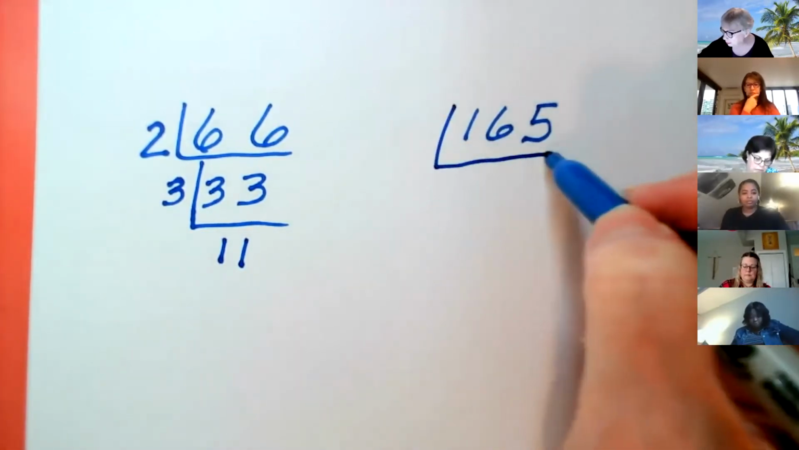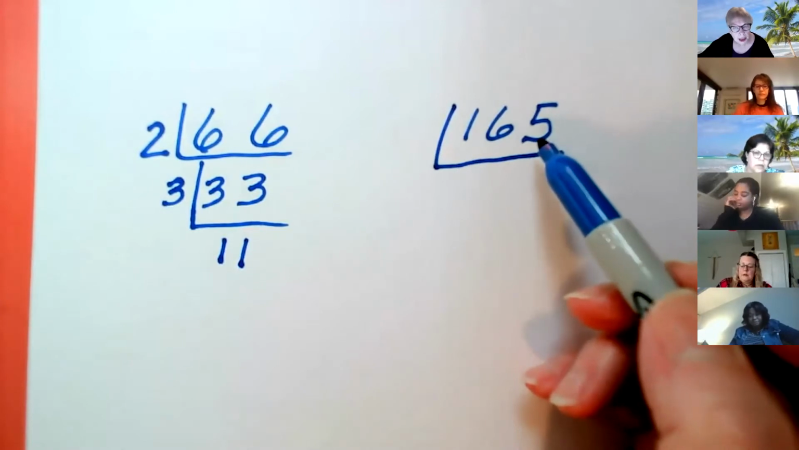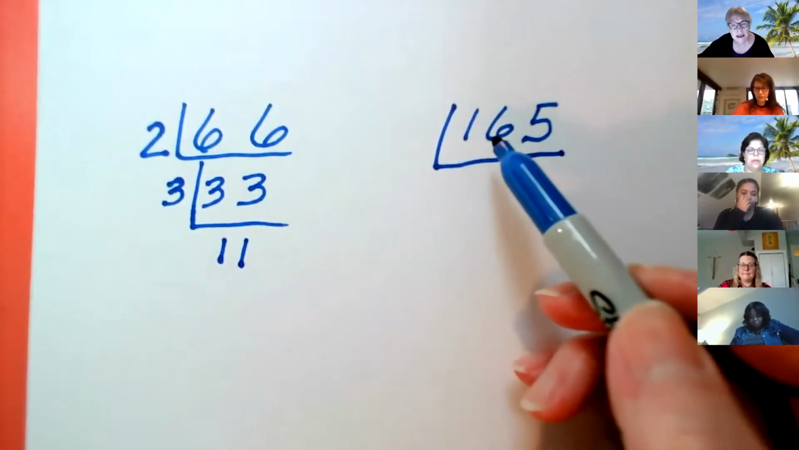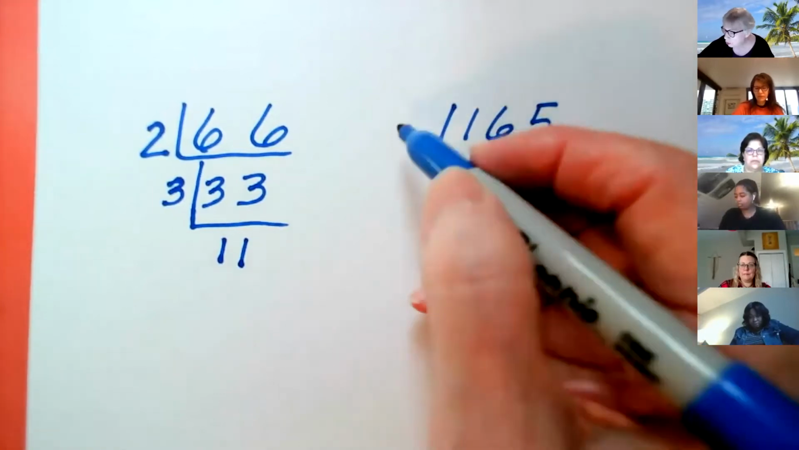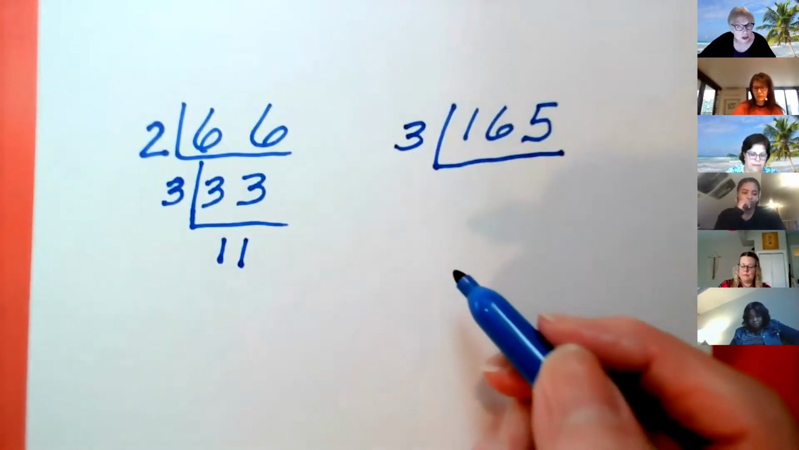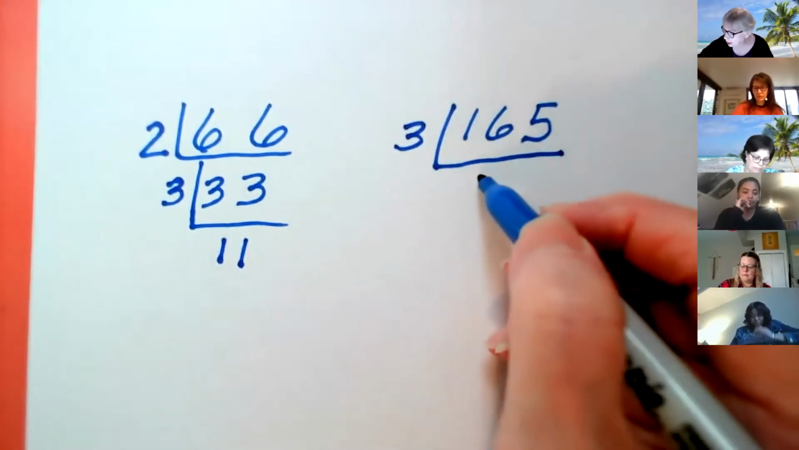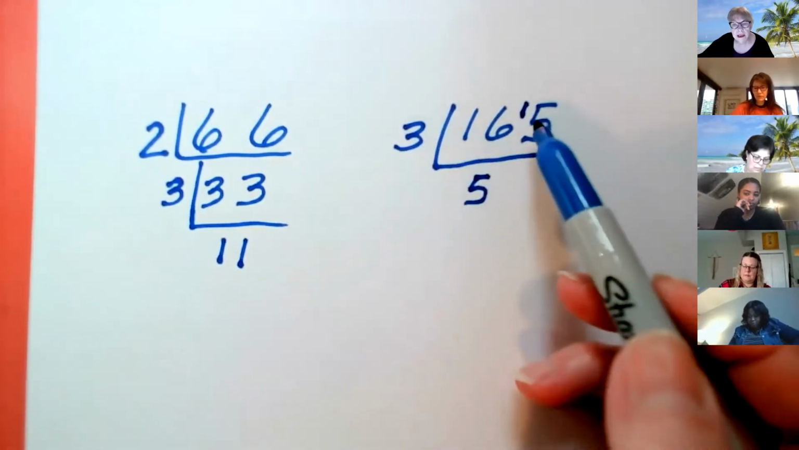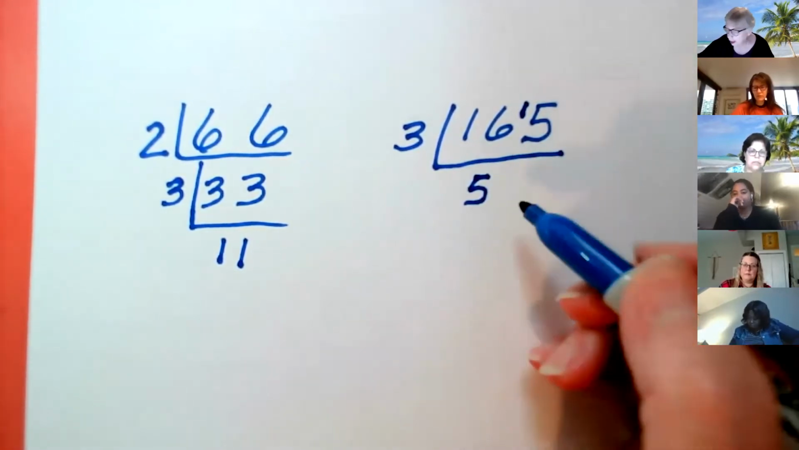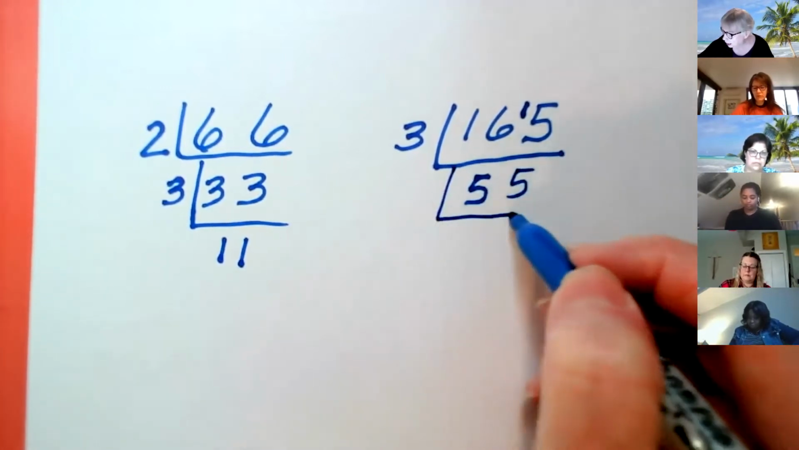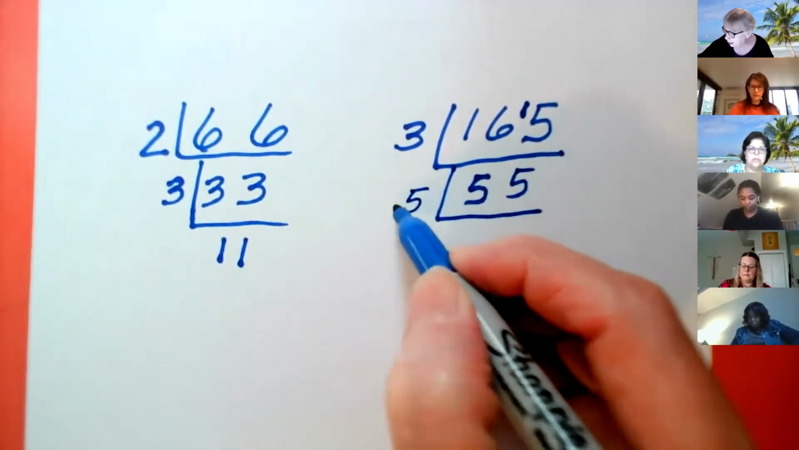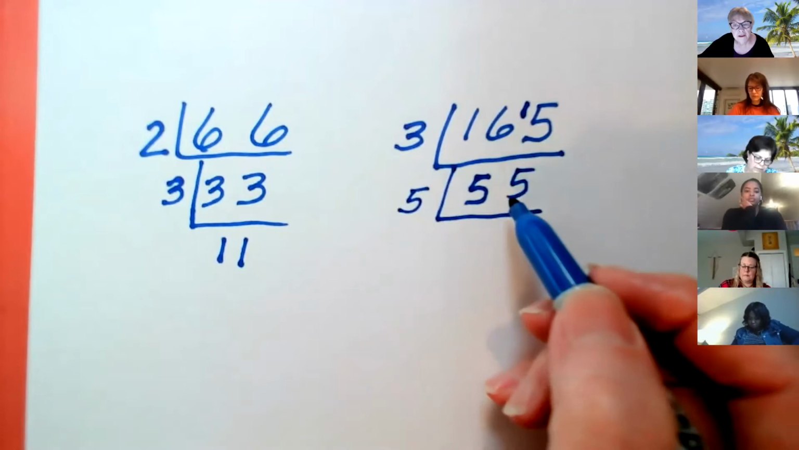Now I'm going to do this one. I can't use 2 because it's not even. I might be able to use 3, so I'm going to add the 1 and 6 is 7, 7 and 5 is 12. So 3 will divide this, and I should just do it right now. So 3 into 16 is 5, 1 left over, and 3 into 15 is 5. Now 3 will not go any further, but it seems fairly clear that 5 will go in. So 5 into 55 is 11.